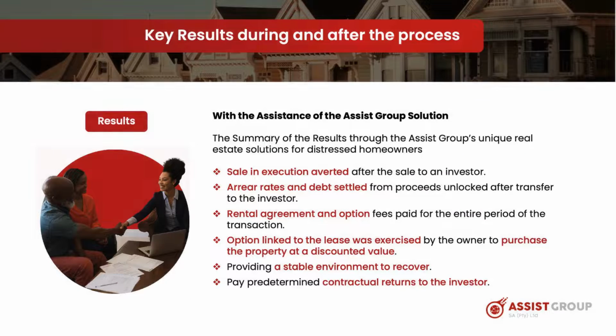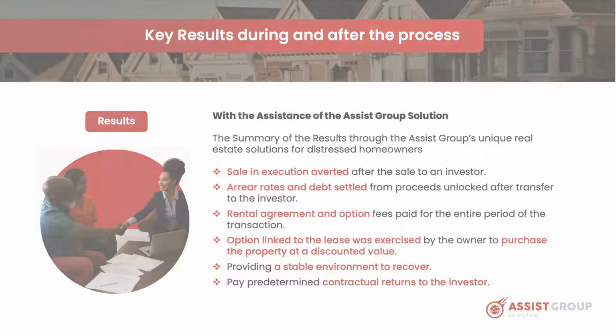This is the summary of the results through the Assist Group. The sale and execution was averted after the sale to an investor. The arrear rates and debt were settled from the proceeds unlocked after transfer to the investor. The rental agreement and option fees were paid for the entire period of the transaction. The option linked to the lease was exercised by the owner to purchase the property at a discounted value, providing a stable environment to recover. We then paid the predetermined contractual returns to the investor.